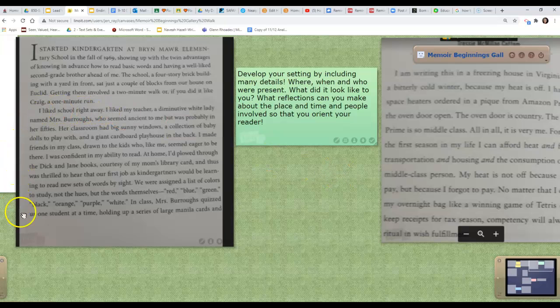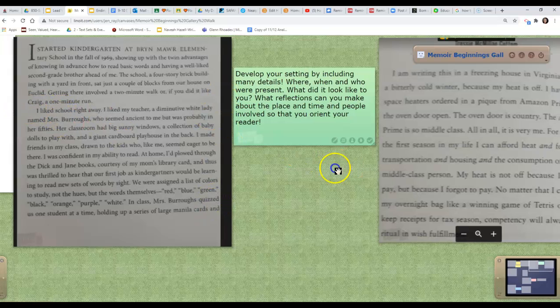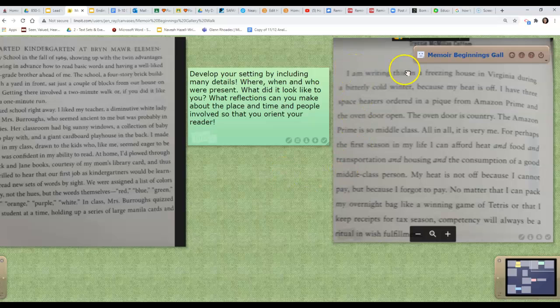If you keep reading Michelle Obama's Becoming, you'll see that she goes into details about her teacher as well. Here's a little bit of a blurry example, but this is from the memoir called Thick by Tressie McMillan Cottom. Here she starts hers with, "I'm writing this in a freezing house in Virginia during a bitterly cold winter because my heat is off. I have 3 space heaters ordered in from Amazon Prime and the oven door open. The oven door is country. The Amazon Prime is so middle class. All in all, it is very me."